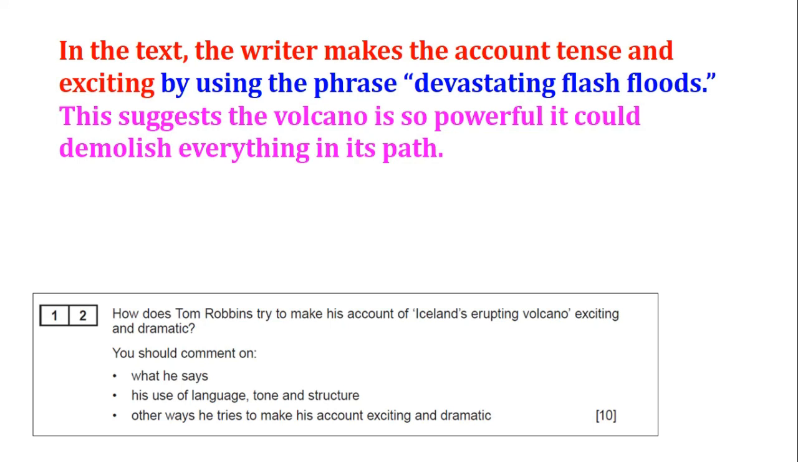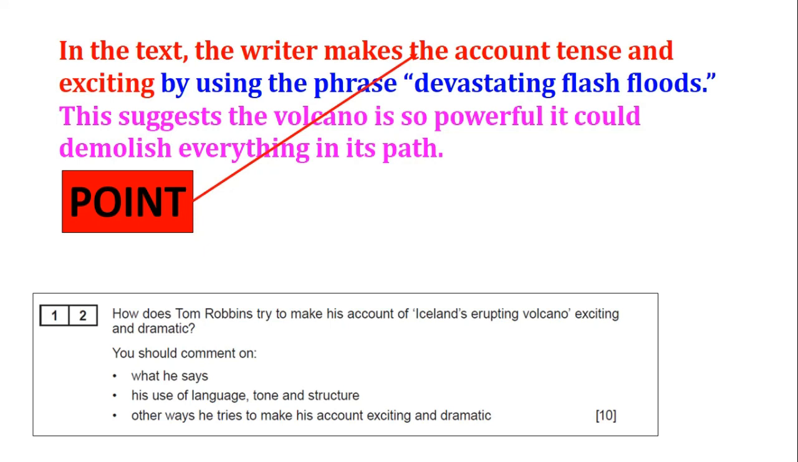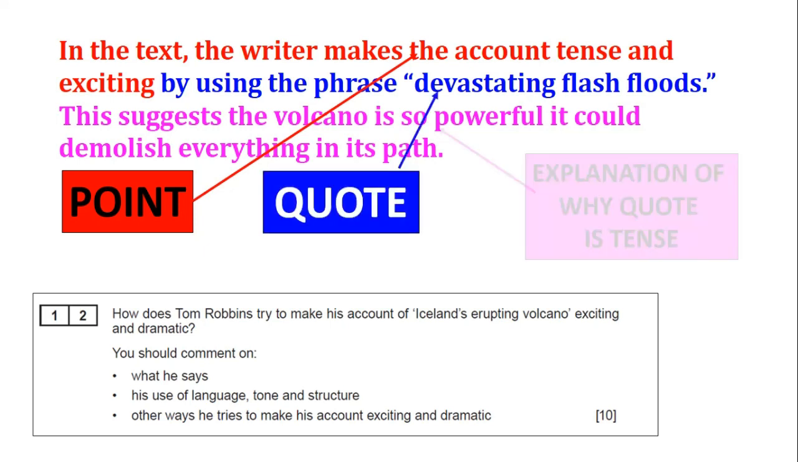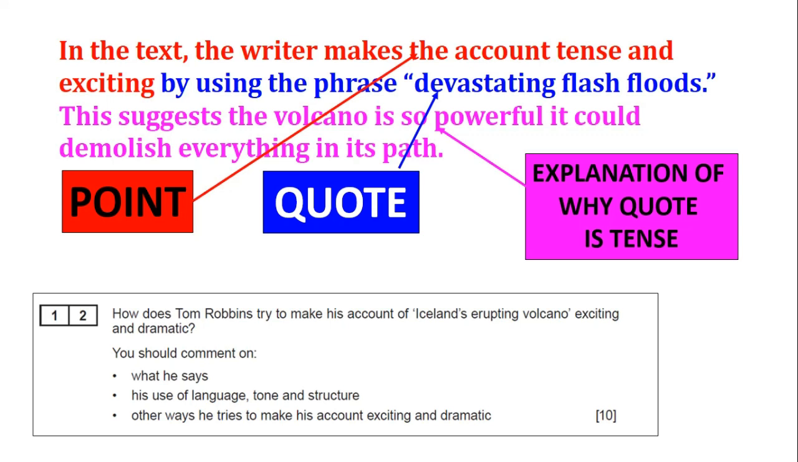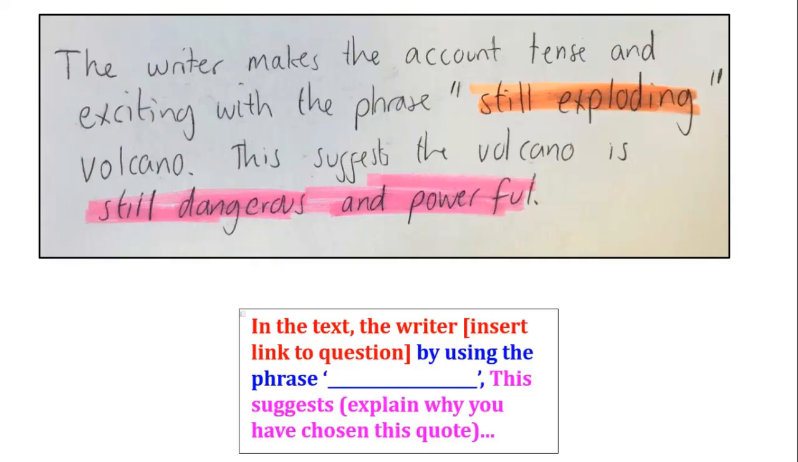Okay, another one. In the text, the question's at the bottom. This is for a volcano one now. So the question is about the volcano. How does Tom Robbins try to make the account of the Iceland's erupting volcano seem exciting? And I've put in the text, the writer makes the account tense and exciting by using the phrase devastating flash flood. So I'm going to zoom into the word devastating. What does it suggest? Well, it suggests the volcano is so powerful it could demolish everything in its path. If something is devastating, it overwhelms things, it punishes things, it demolishes things. So we've got that point there by saying it's tense and exciting. We've got my quote of devastating, and I'm going to explain why that quote is tense. Well, it suggests the volcano is powerful and it could demolish everything in its path, so houses, cars, whatever.